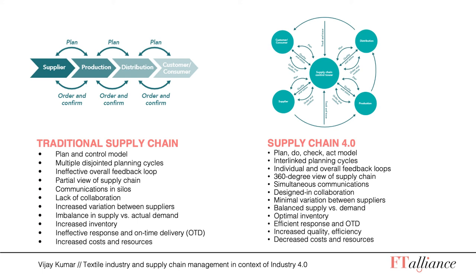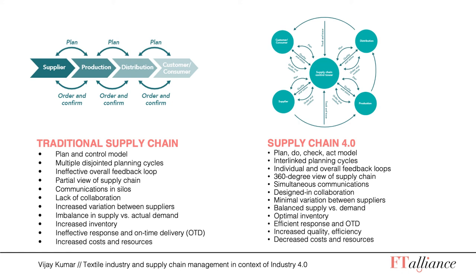For instance, you have this imbalance in supply versus actual demand, because, as you see in the picture at the top, the suppliers are not necessarily reaching directly to the customer. So there might be issues of imbalance between supply and demand. But in supply chain 4.0, the communication is fairer and more transparent. So that helps to minimize this variation between supply and demand, and so on.